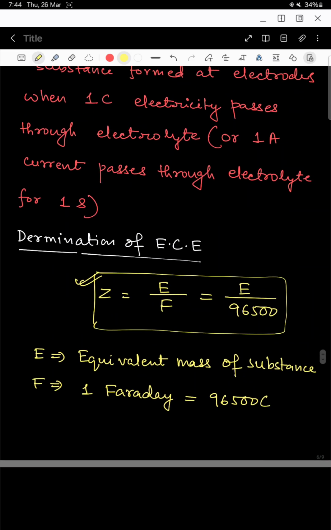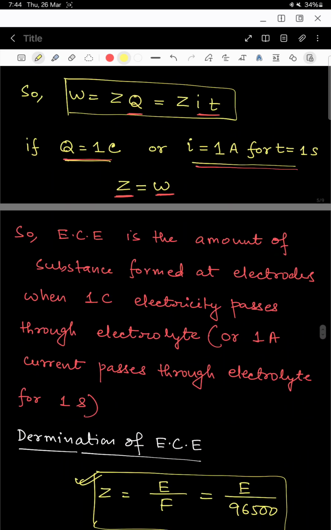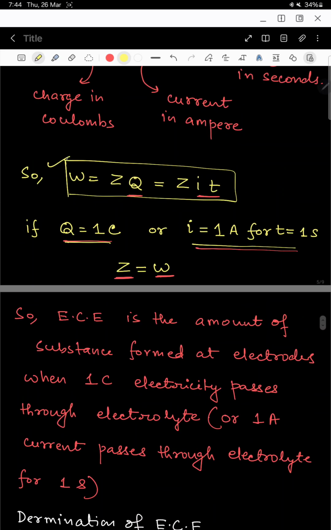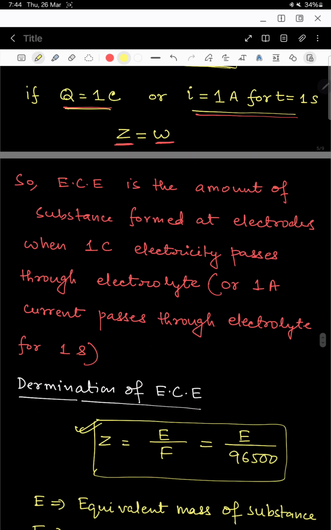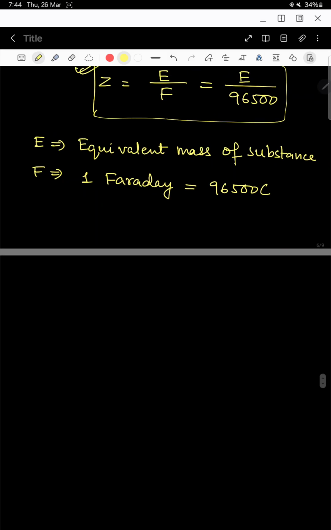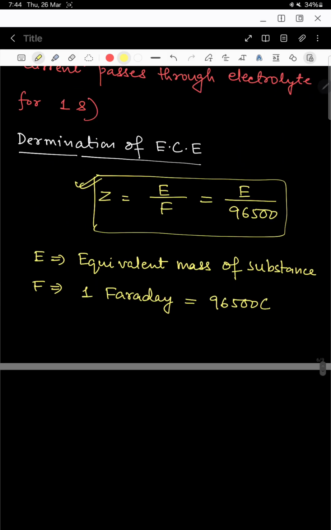So this is how you can calculate the value of Z, the electrochemical equivalent, and you can put it in this expression for W. You can get the mass of substance formed at any electrode using this formula, W equal to ZQ or ZIt. So this is all about the first law of electrolysis.